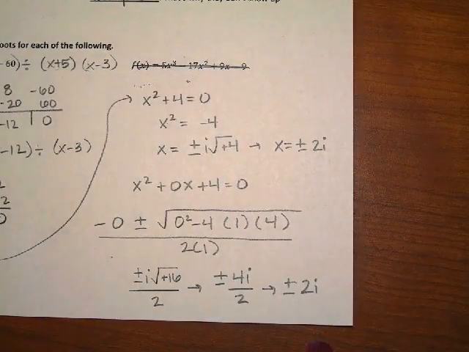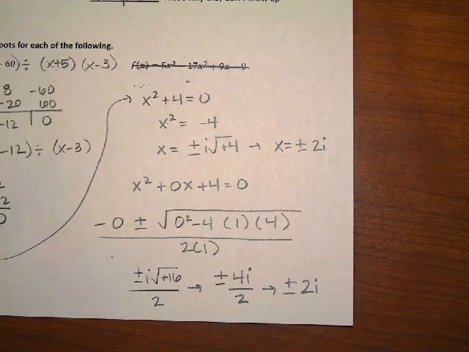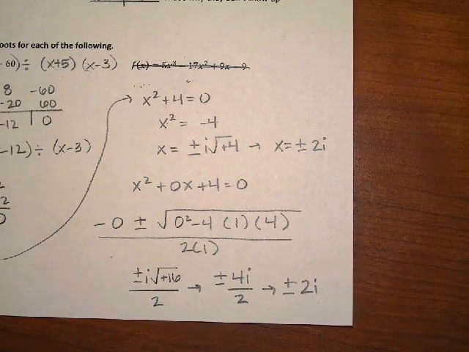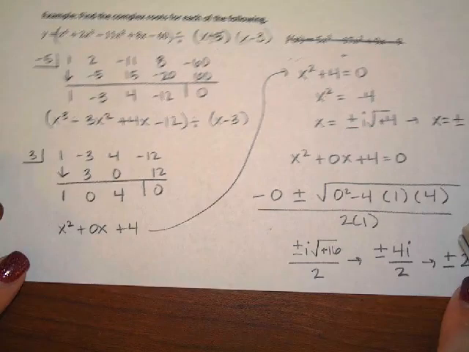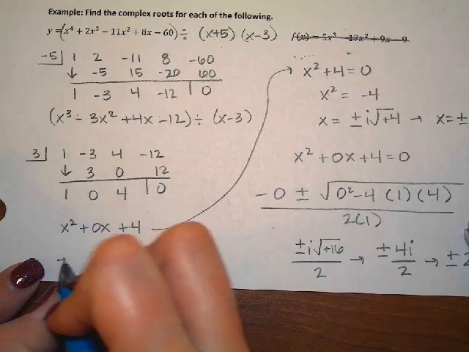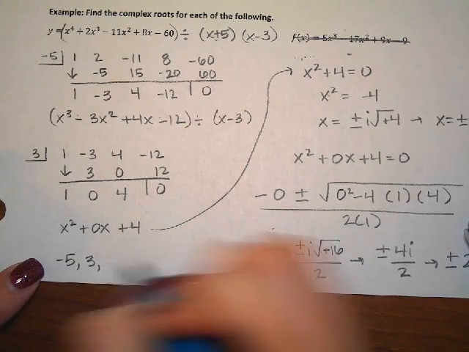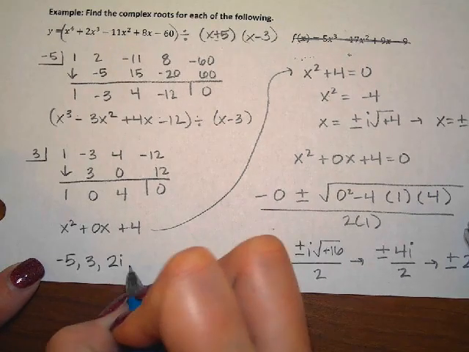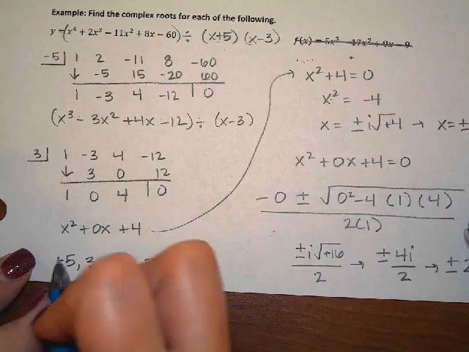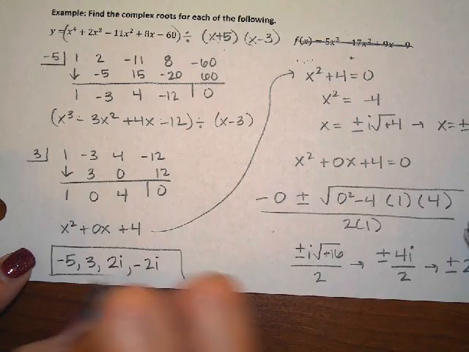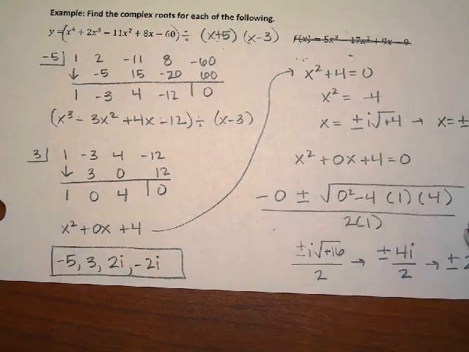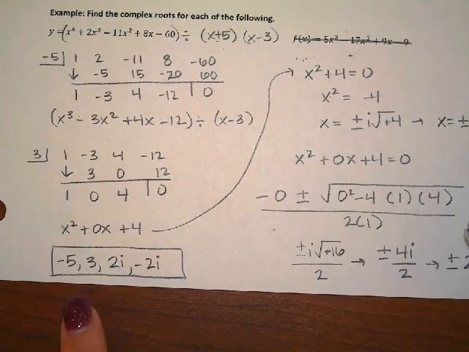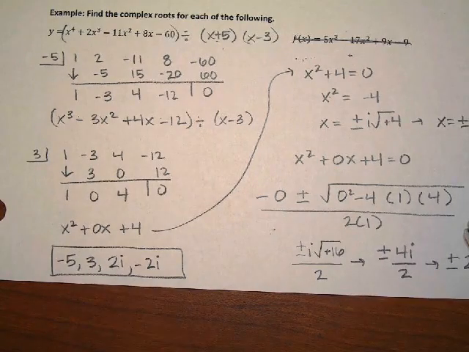So if I wanted to know all of the roots, real and imaginary, so real and complex for this problem, I would say that I have an x-intercept of negative 5 and positive 3, and then I also have imaginary roots at 2i and negative 2i. So when I predicted that I would have 4 answers in the beginning, I was right. I do have 4. 2 of them are real, 2 of them are complex.